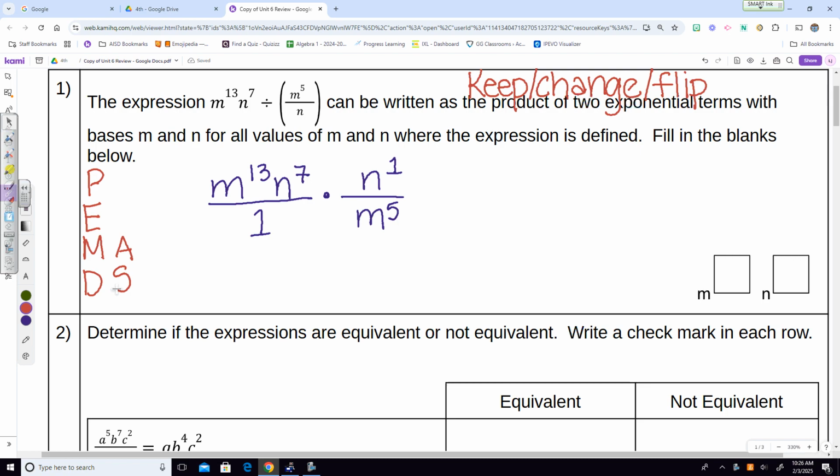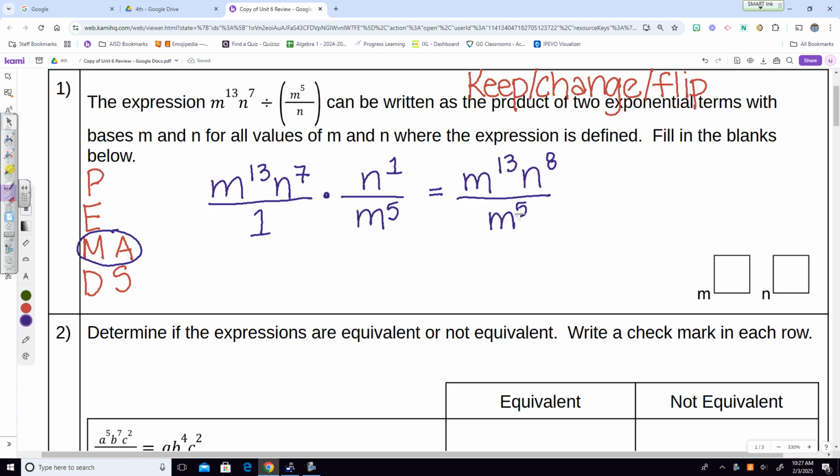So at the top, we have m's in the first fraction. Do we have them in the second fraction? No. So it's just m to the 13th. We have them in the second fraction, but not in the numerator. Agreed? Okay. In the first numerator, we have n's. Do we have them in the second numerator? Yes. And when you multiply, what do you do with those exponents? You add. So this becomes n to the 8th divided by m to the 5th.